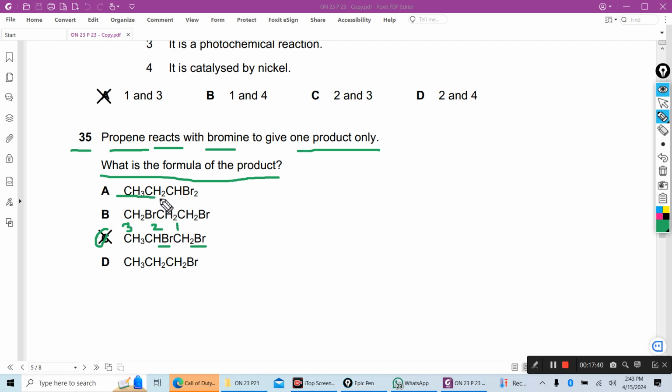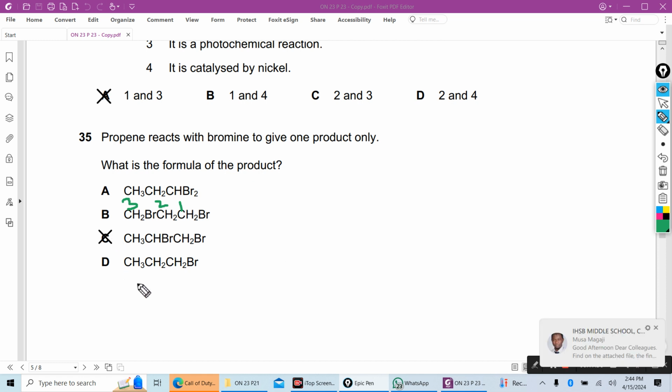Why is this wrong? This is 1,1-dibromo. No, this is wrong. And B is wrong. Why? This is carbon 1, 2, 3, and this is 1,3-dibromo. The product will be 1,2-dibromo. So C is the right answer.